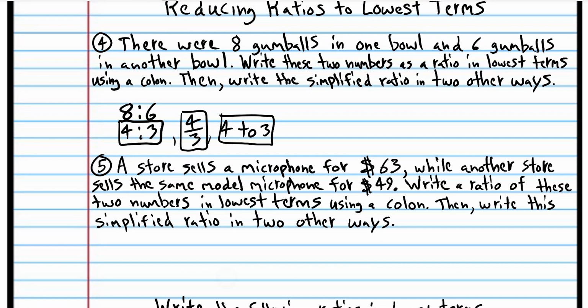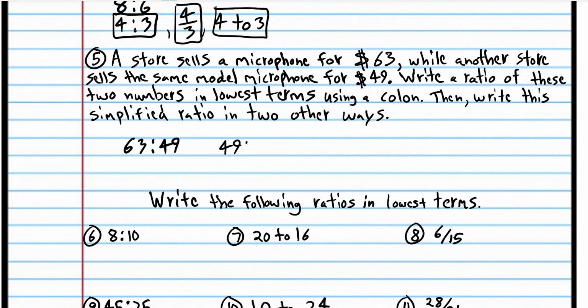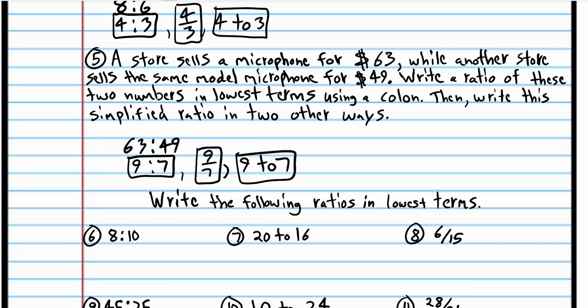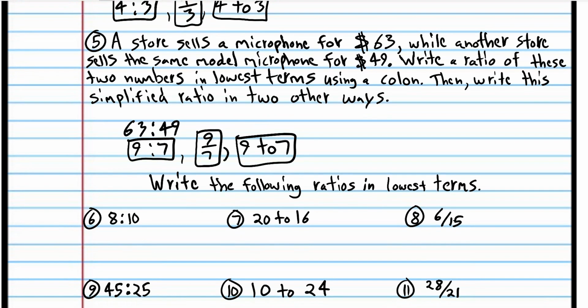All right, we're back. So we have 63 and 49, or you could write 49 and 63 because it doesn't specify which type of ratio it wants. Divide both numbers by 7, and you get 9 to 7. That's the ratio in simplified form, lowest terms. But then it says, write this simplified ratio in 2 other ways. So we can write 9 over 7, and we can write the ratio with the word "to" in between. But again, if you write the 7 first, that's okay also, because it didn't specify which way to write the numbers.